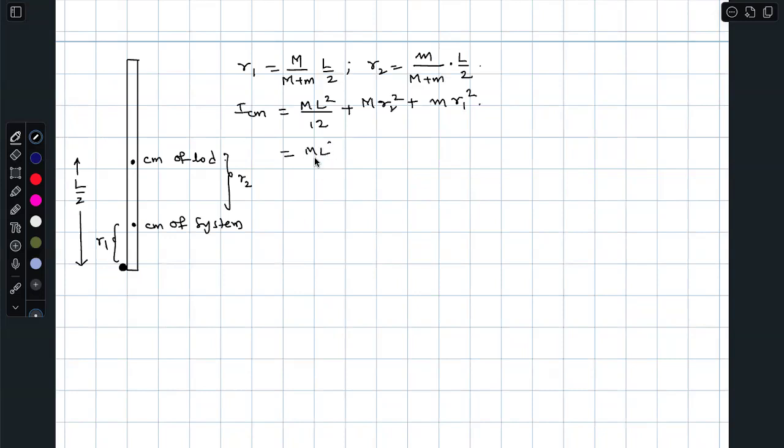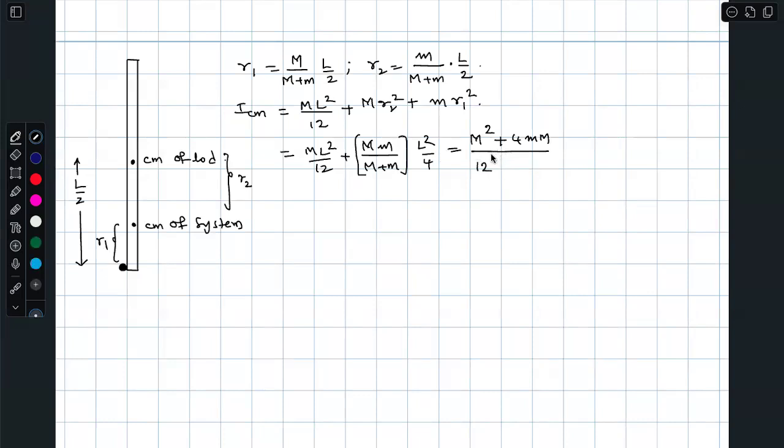So this is ml square by 12 plus, trust me, you will get capital M small m by capital M plus small m times L square by 4. Or you again adjust this properly so that you have a comfortable m square plus 4 small m capital M by 12 times.